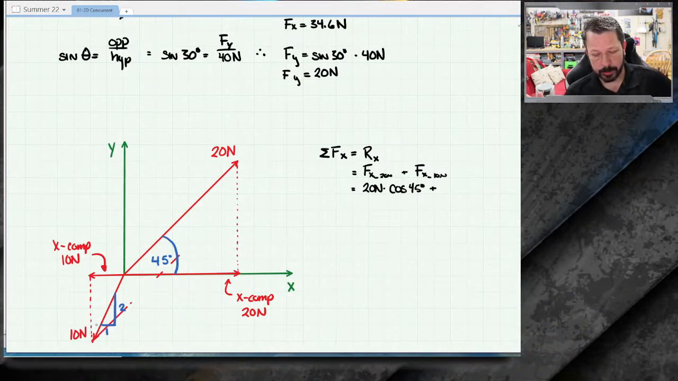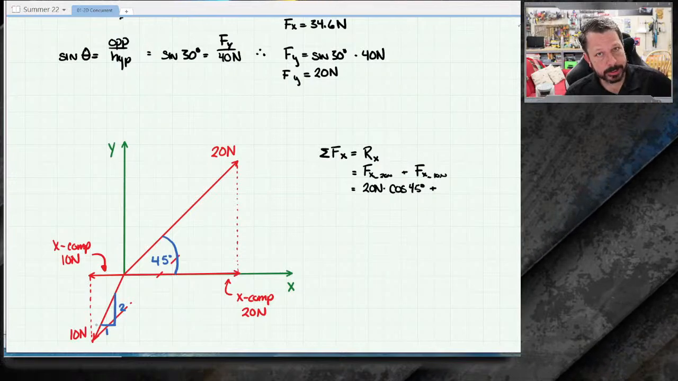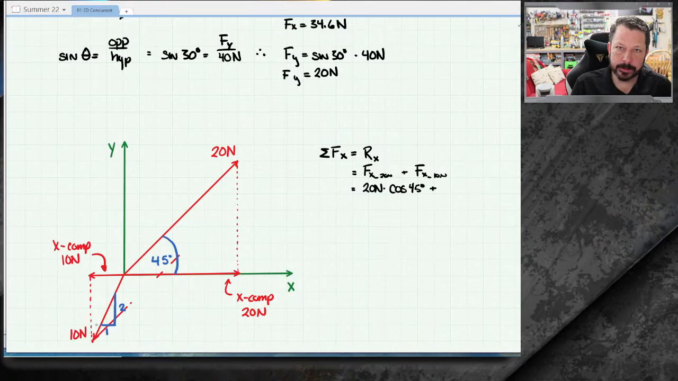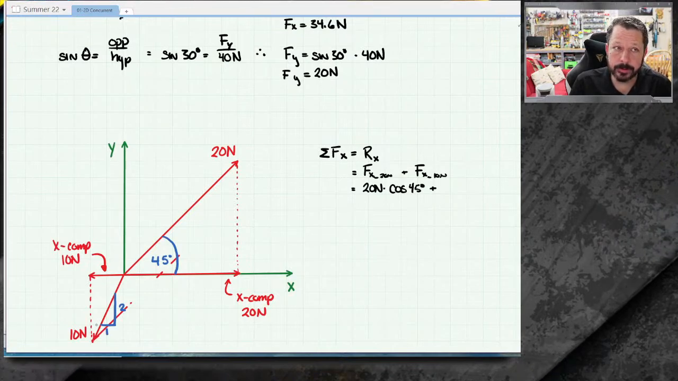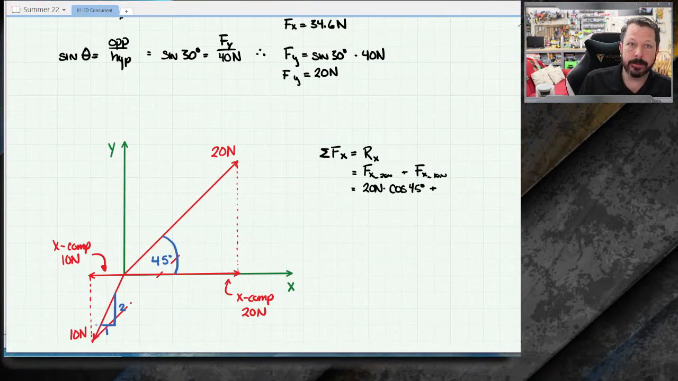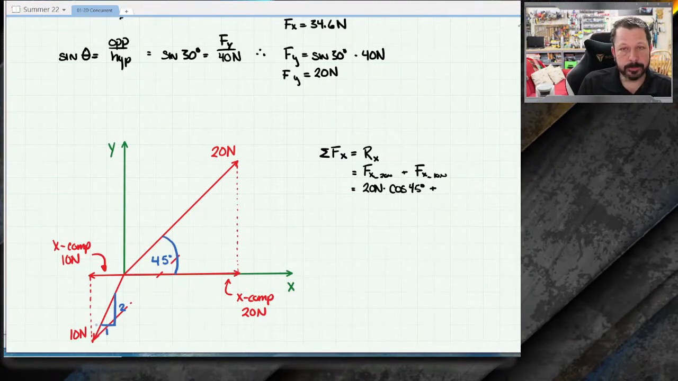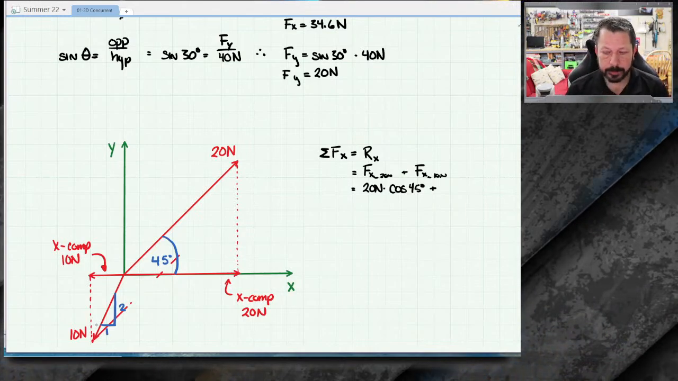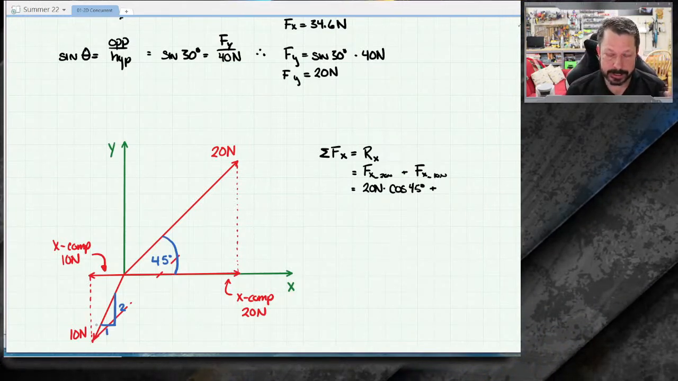Some people want to let the equations handle all the pluses and minuses. Other people want to put the pluses and minuses in. Neither one is going to get you any points taken off on an exam. Whichever makes the most sense to you is the one you need to do. So I'm going to put the plus and minuses in myself.